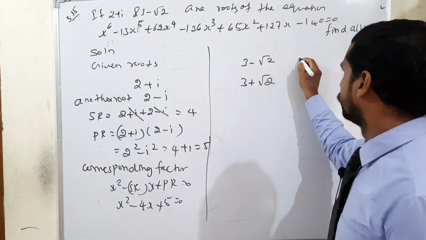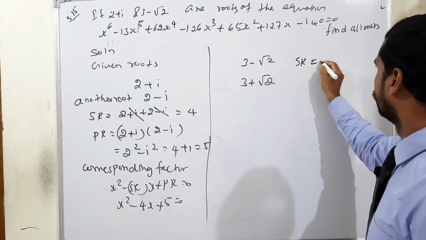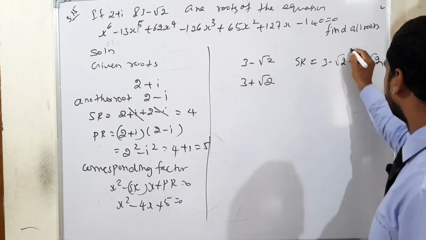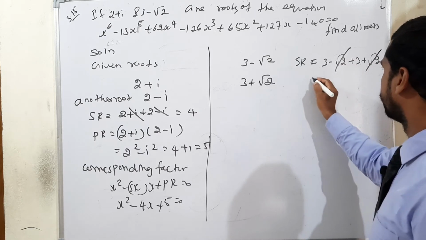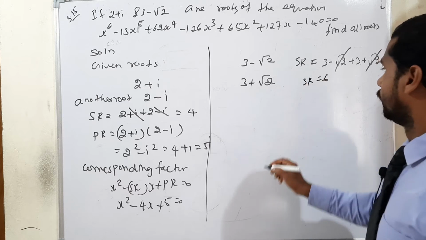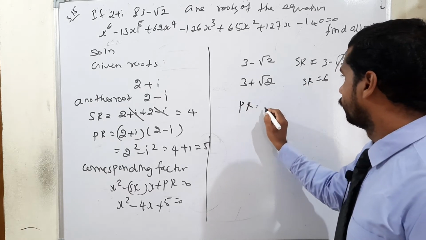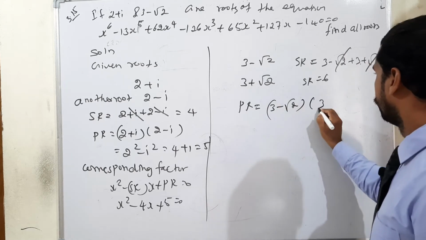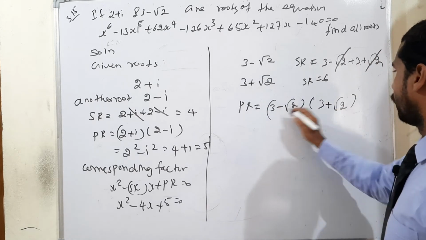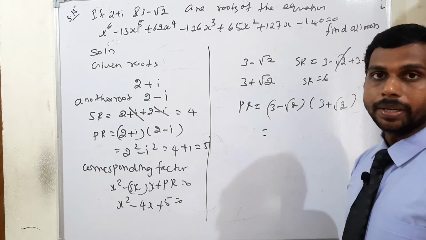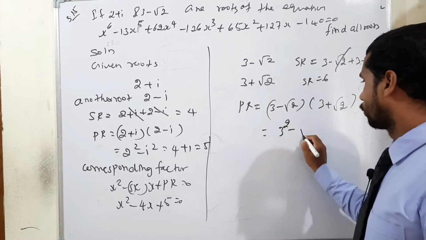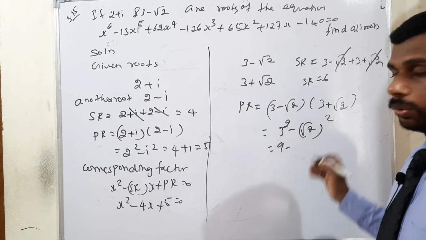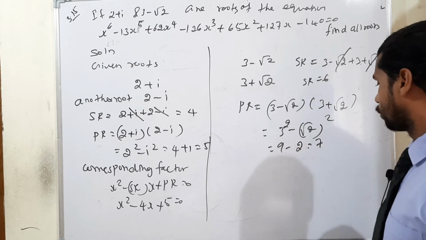From the given roots, the sum of the roots is 3 − √2 + 3 + √2. Minus root 2 plus root 2 cancel, 3 + 3 is equal to 6. That is the sum of the roots. Then the product of the roots is (3 − √2)(3 + √2). So (a + b)(a − b), the a² − b² form. So 3² − (√2)². Therefore 9 minus the square of root 2, which is 2. So 9 − 2 is equal to 7.